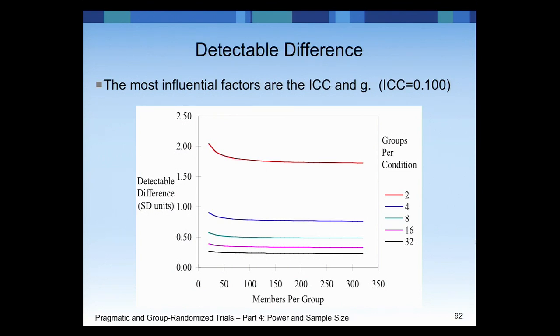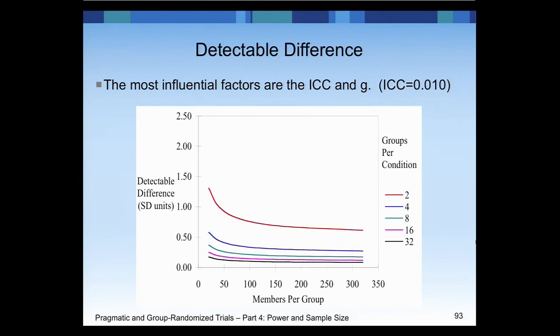This slide also shows that if you only have 2 or 4 groups per condition and an intraclass correlation as high as 0.1, you have to have a very large intervention effect to find it to be significant, because the detectable differences are quite large in standard deviation units. And you have to have a quite large study in order to be able to detect a more reasonable intervention effect.